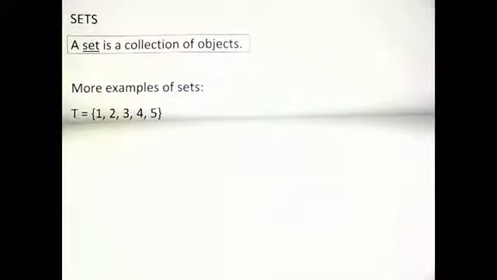Let's just look at a few more examples. I could say the set consisting of the elements 1, 2, 3, 4, and 5 is a set, and I might give it a name. I just called it T. It could be anything. I could have a set U, which is 1, 2, 3.